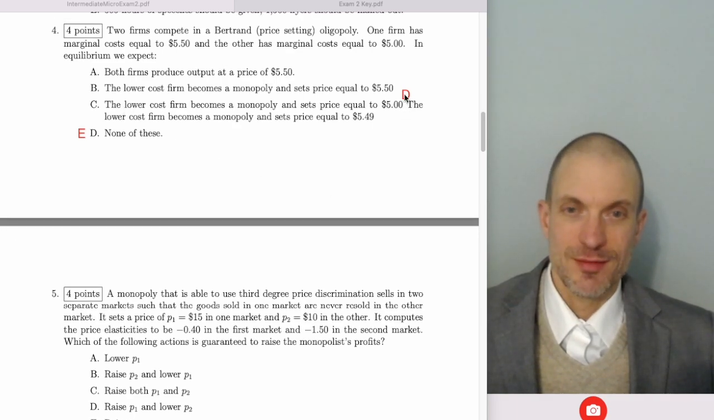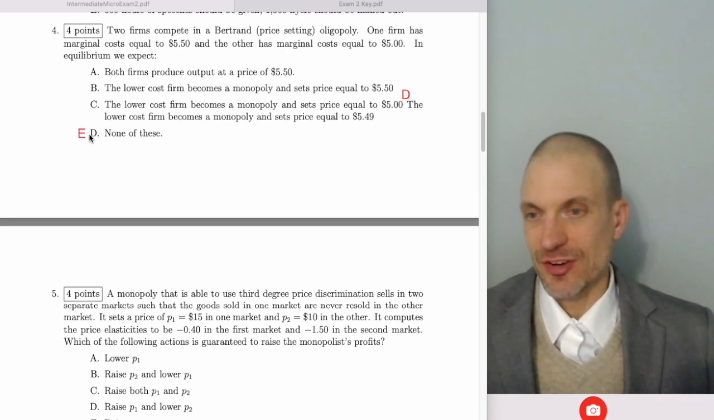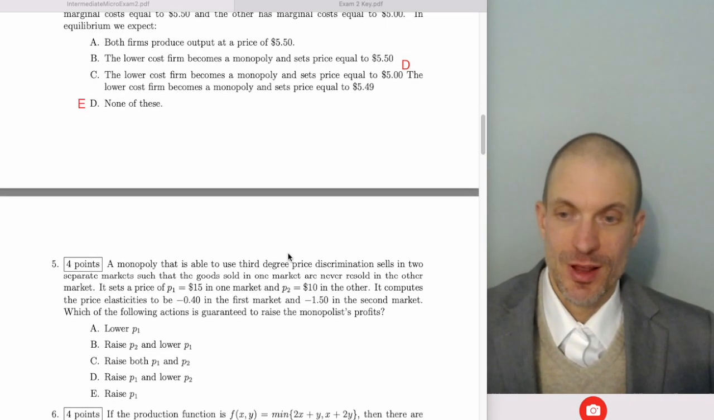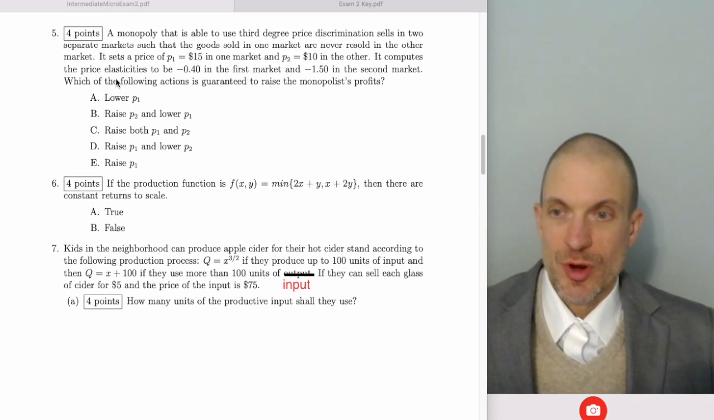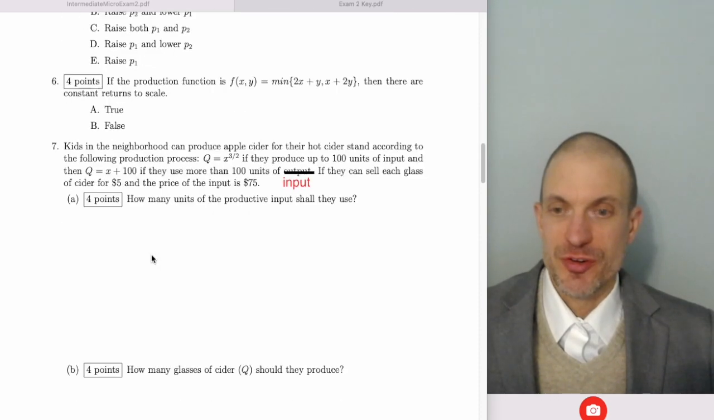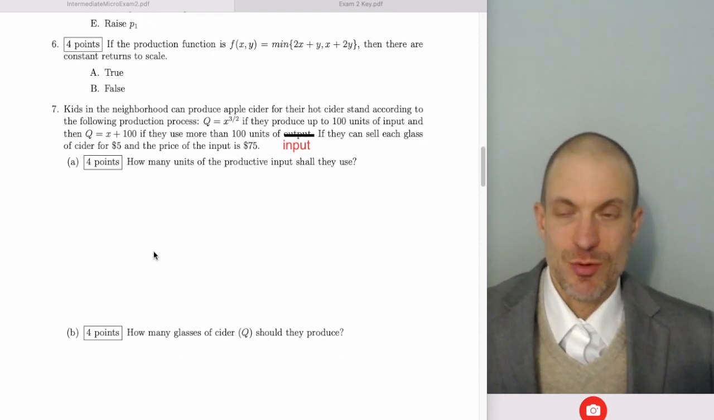This one I had a typo here. This is actually option D starts here, and this is actually option E. All right. Here's question 5, 6, 7, the first mathematical essay question.